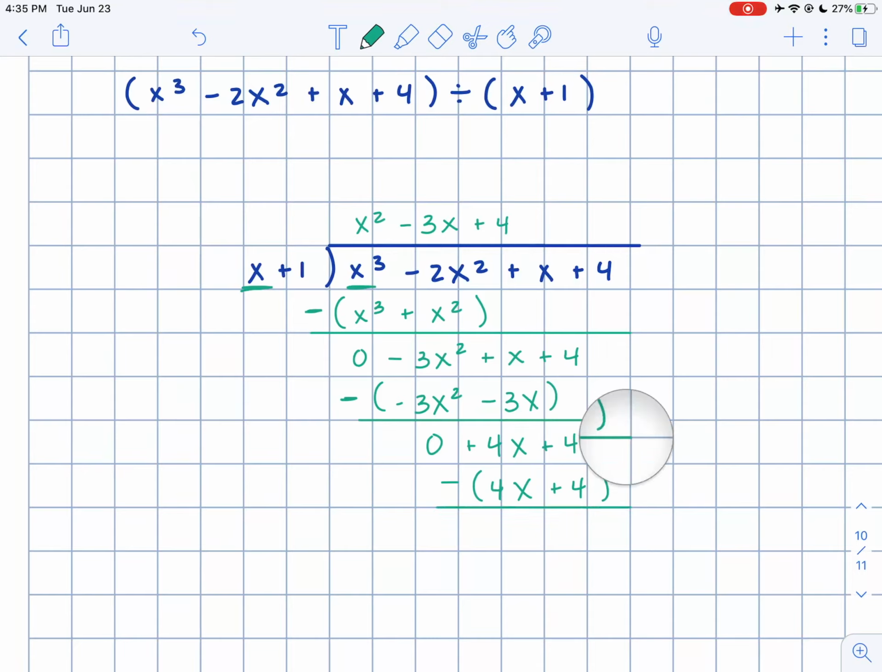Okay, so 4x minus 4x, 0. 4 minus 4 is 0. So our answer is x squared minus 3x plus 4. And we have no remainder, so you can leave it like that. If you want, you could do r0, remainder 0, but this should be fine.